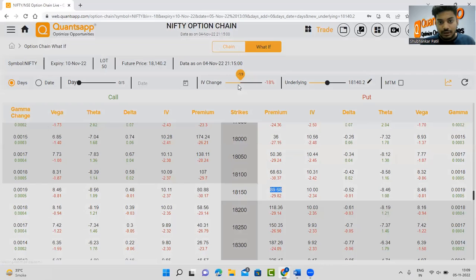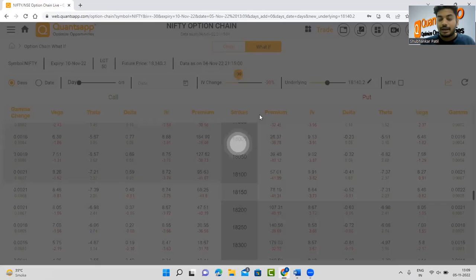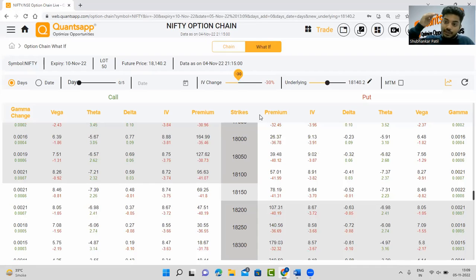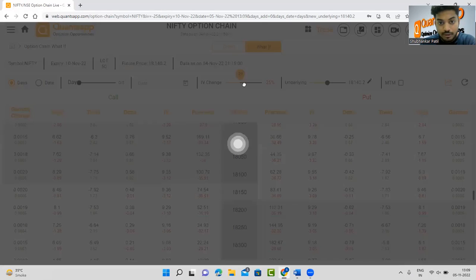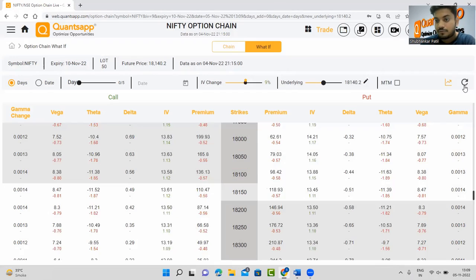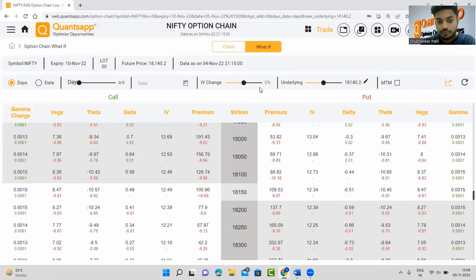Similarly, let's say I want to understand the impact of implied volatility if the IV drops by 30% from the current level. You see, my call option would be quoting around 69 rupees and my put option around 78 rupees. Now let's keep it at 0. Let's hit the refresh button. It will be 0 every time.